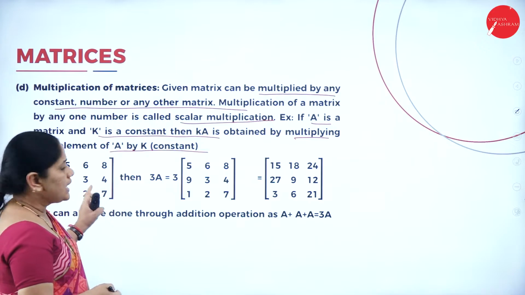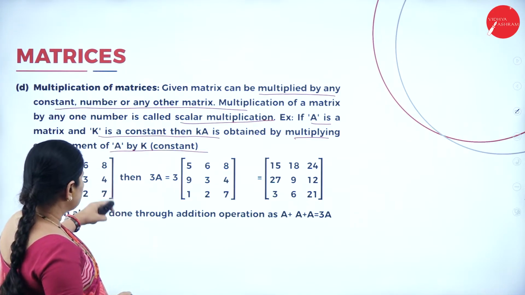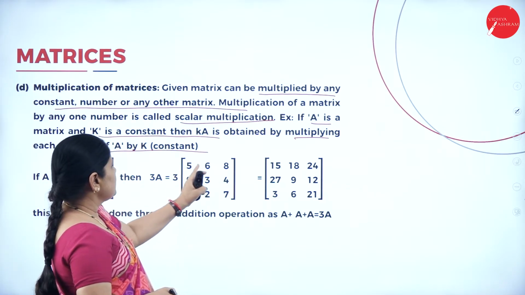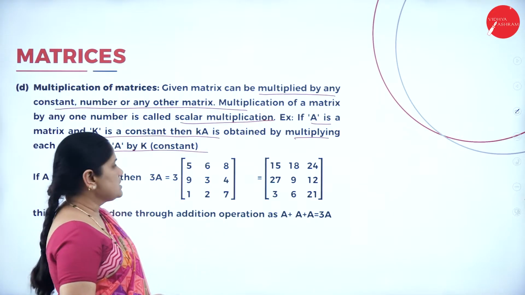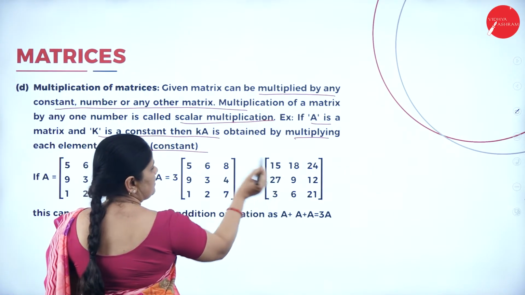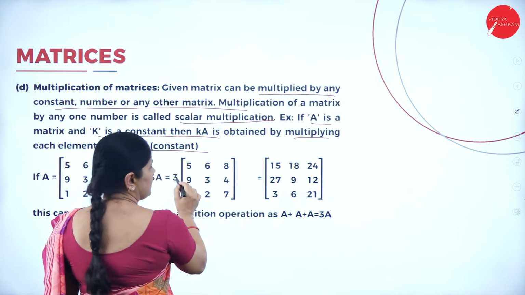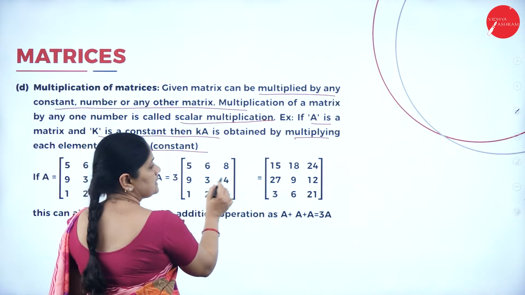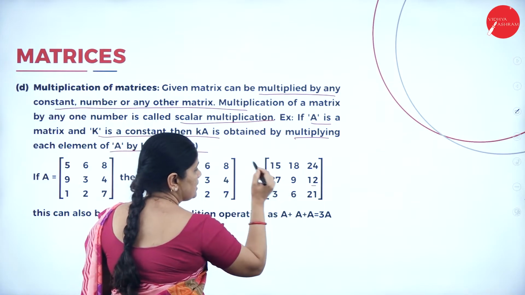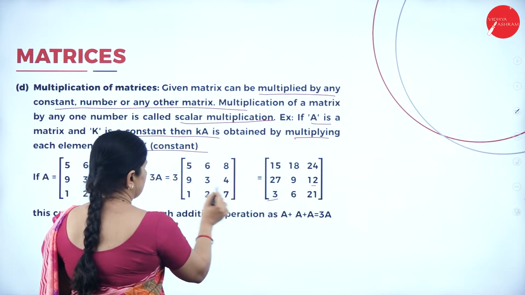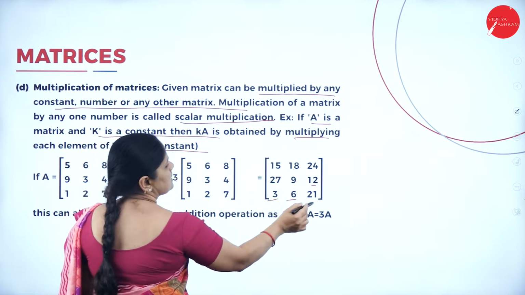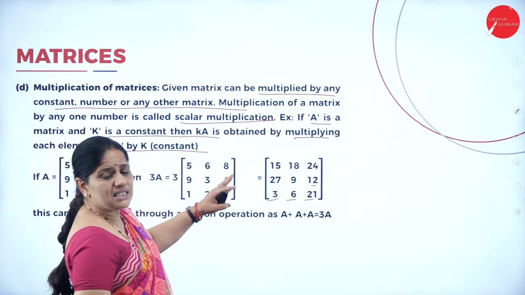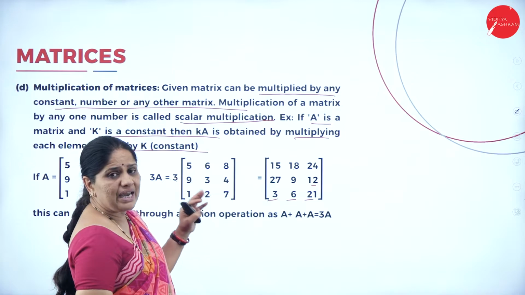Suppose we have a matrix A equals 5, 6, 8, 9, 3, 4, 1, 2, 7. Then 3A will be equal to 3 into 5, 6, 8, 9, 3, 4, 1, 2, 7. So 3 into 5 is 15, 3 into 6 is 18, 3 into 8 is 24, 3 9s are 27, 3 3s are 9, 3 4s are 12, 3 1s are 3, 3 2s are 6, 3 7s are 21. So we have the matrix where each element is multiplied by 3.